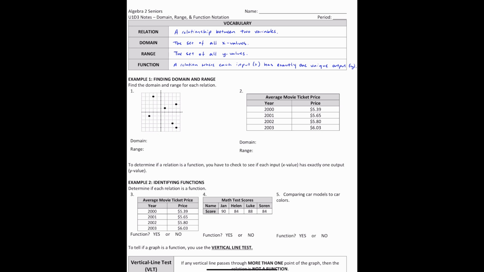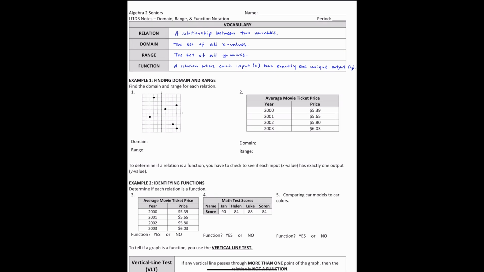So whenever you're listing the domain, make sure that you write the domain from small to big, and you don't have to write the numbers more than once if it repeats. For the range, it's the same idea as the domain. It is the set of all y values. So whenever we write the range, we write from small to big, and again, you don't have to write the numbers more than once if it repeats.